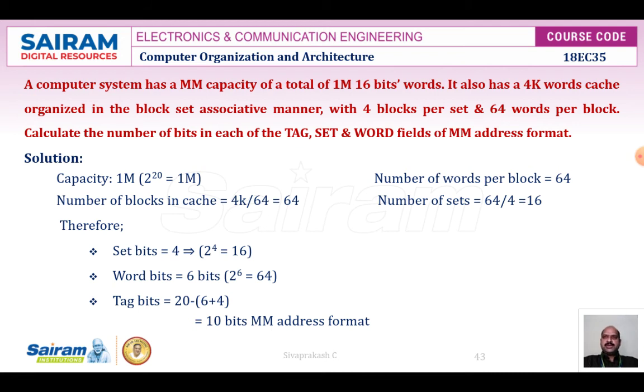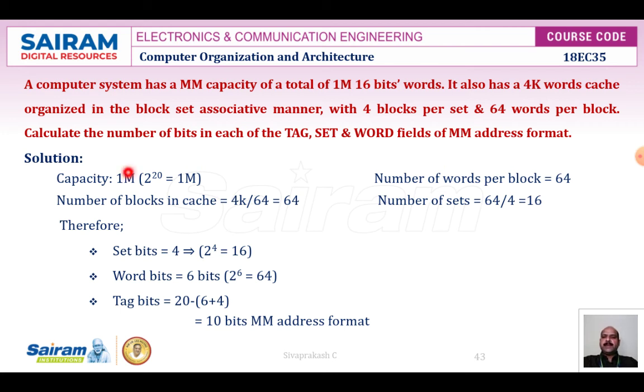A computer system has a main memory capacity of a total of 1 mega 16-bit words. It also has a 4K word cache organized in a set associative manner with 4 blocks per set and 64 words per block. Calculate the number of bits in each of the tag, set and word fields of the main memory address format.